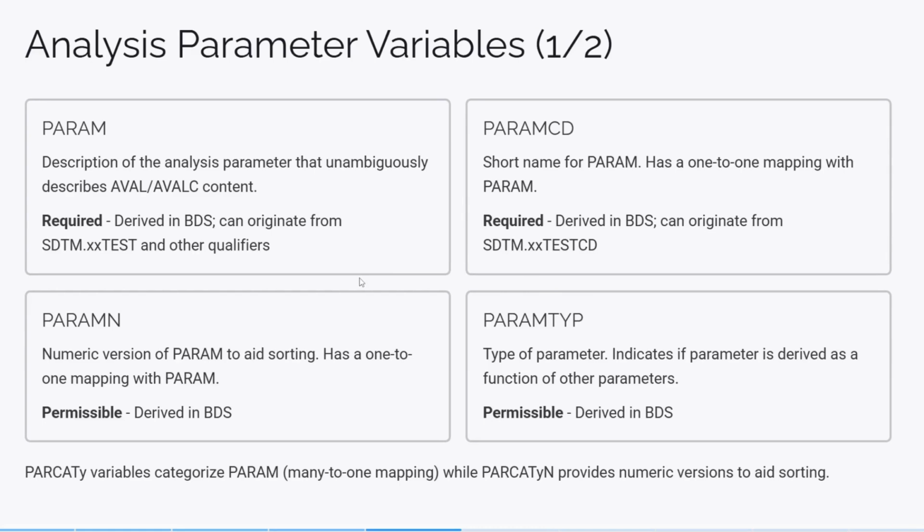Okay, so here these are all permissible variables. These are all permissible, derived in BDS. So the PARCAT variable is used to group the parameters into categories. It should not be a qualifier for the parameters and should not subdivide the data within a given PARAM. Okay.